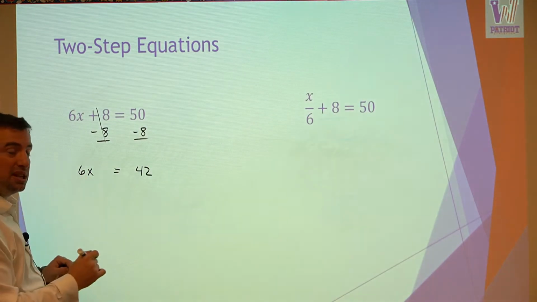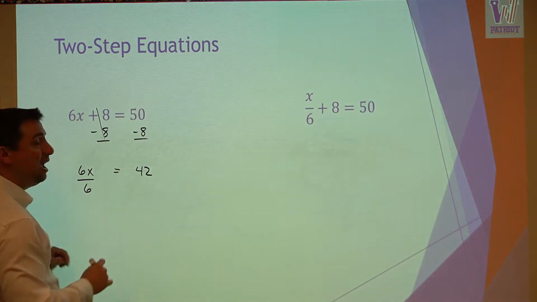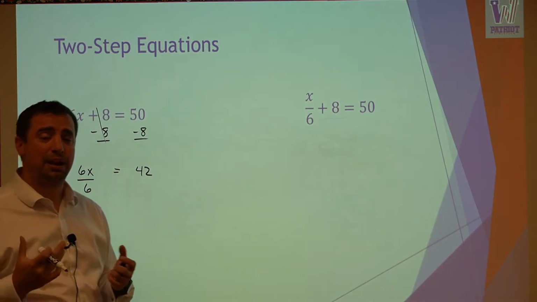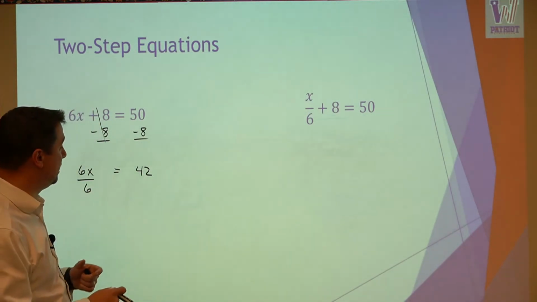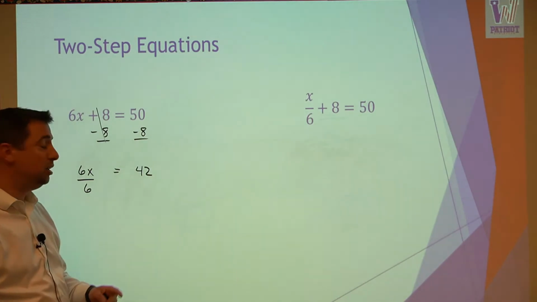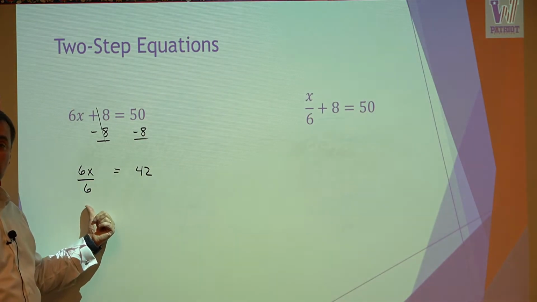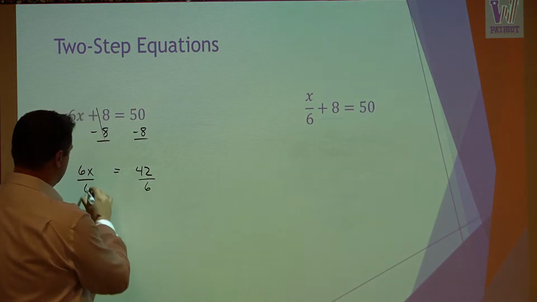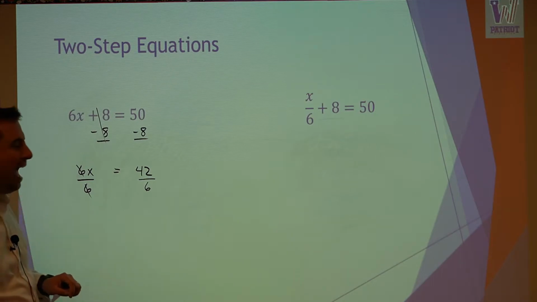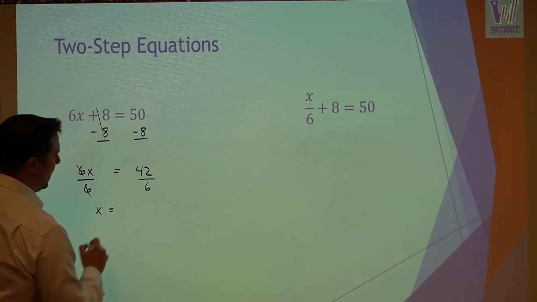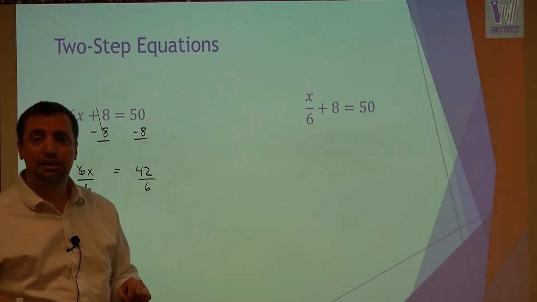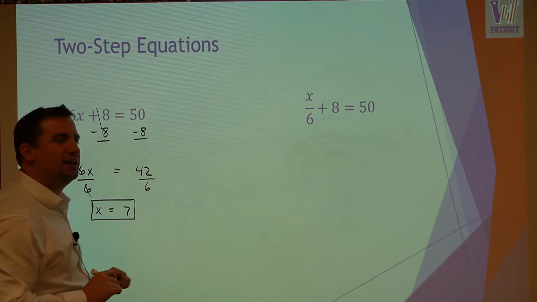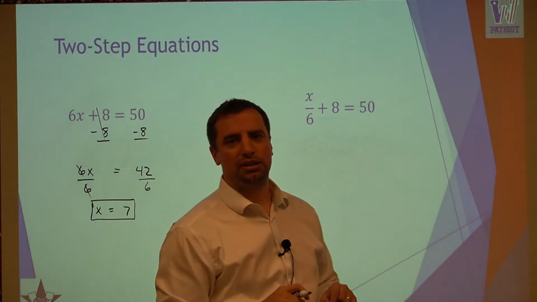This is 6 times x, so we need to divide by 6 in order to get that x by itself. But we have to follow rule number three, which is when we divide the left side by 6, we need to divide the right side by 6. So those 6s are gone. What's left is x equals 42 divided by 6, which is 7. And now we know what the value of x is. x is going to equal 7.